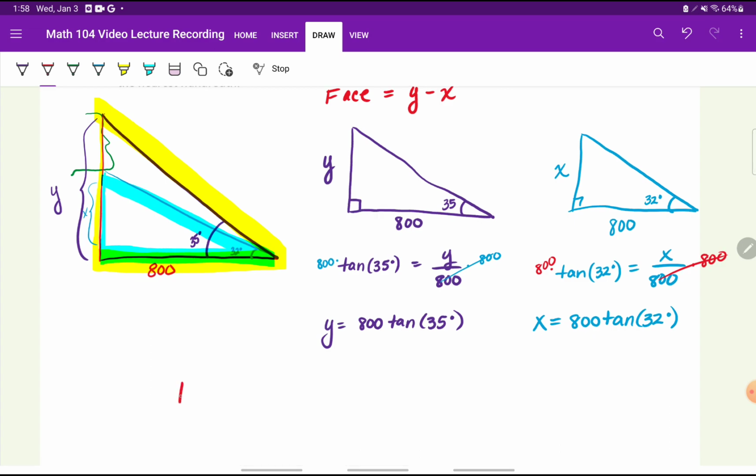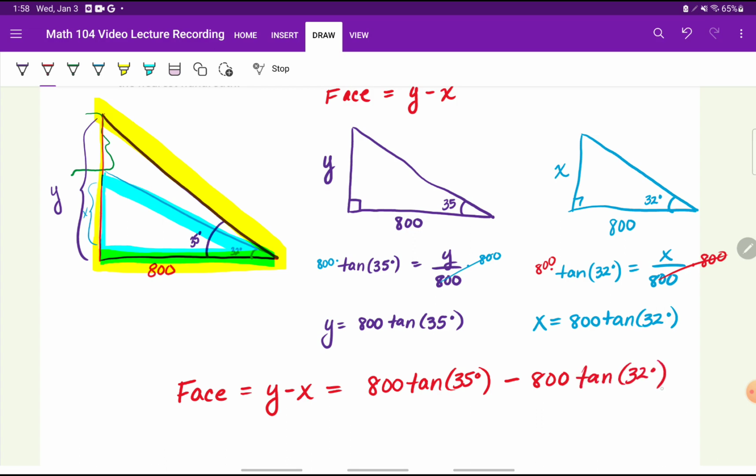We established early on that our face height is going to be equal to y minus x. So substituting those in, we're going to have 800 times tangent of 35 degrees minus 800 times tangent of 32 degrees. And I want you to put this all in your calculator all at one time. Frequently in trig, it is easier to plug the whole thing in rather than doing just little pieces. Otherwise, you're going to be rounding and rounding and rounding, and we do not want that.